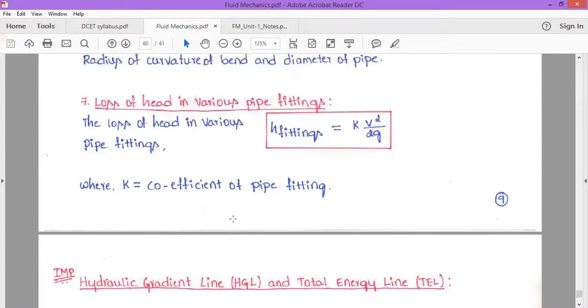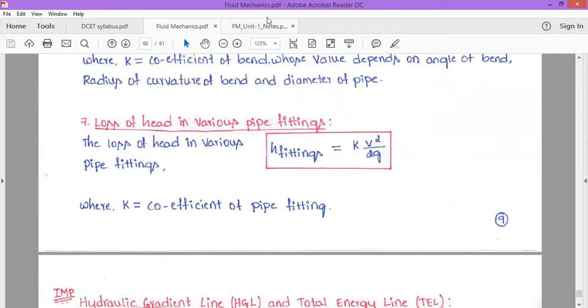Okay, this is all about major and minor losses. With this, we completed the discussions on properties of fluids, types of fluids, Bernoulli's equation, venturimeter, orifice meter, major losses, minor losses, all those things we discussed.